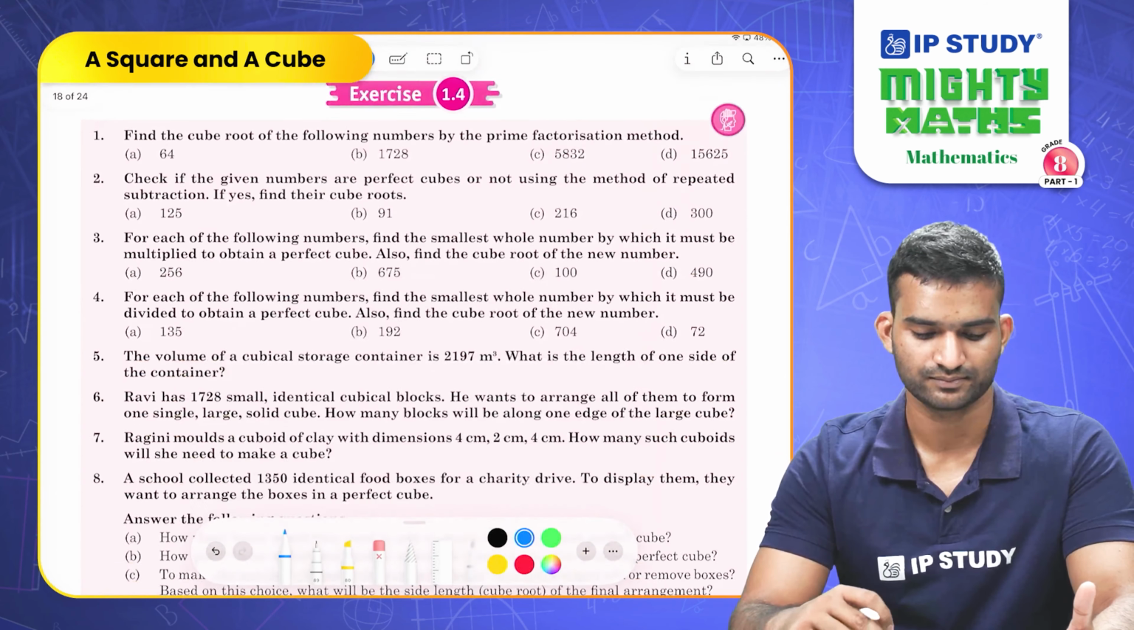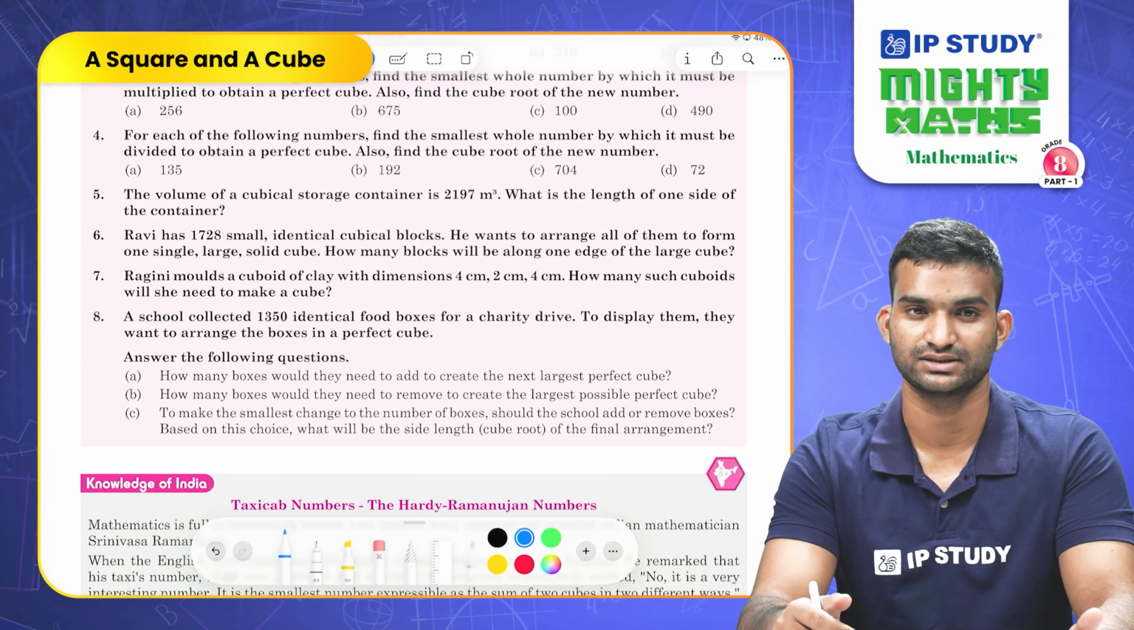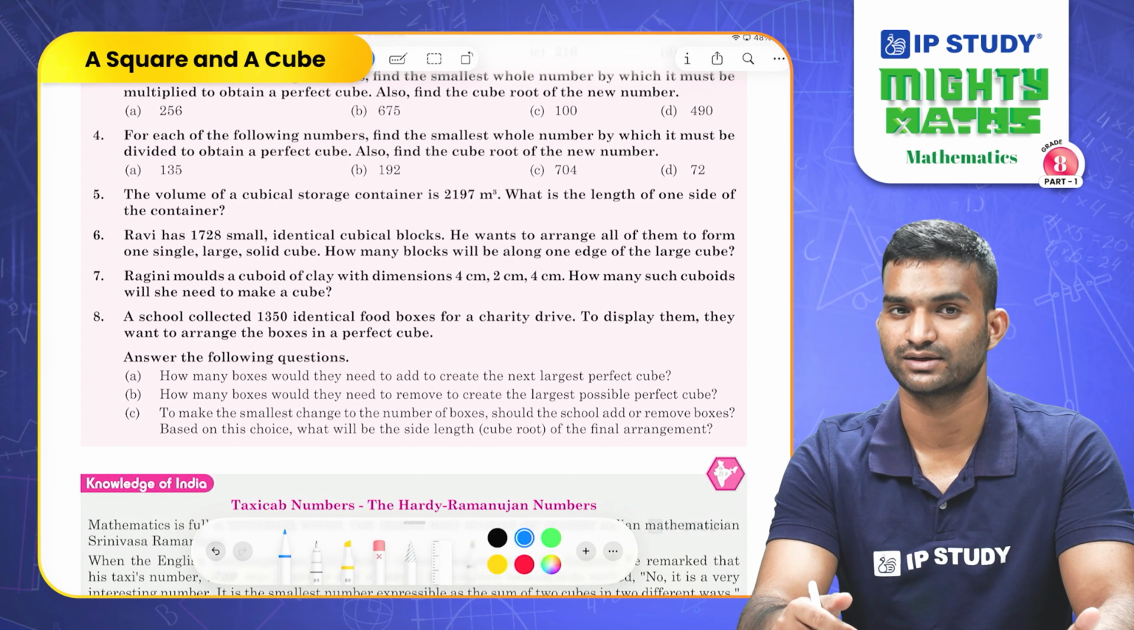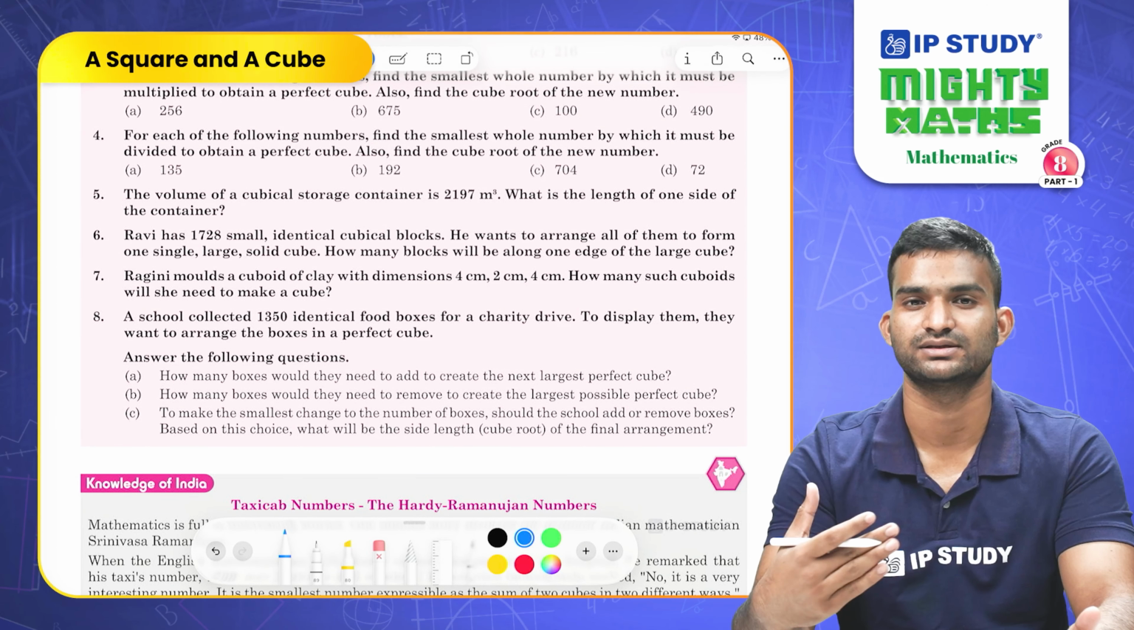So, students, this is all for today. In this chapter, we studied what are squares, what are square roots, what are cubes and what are cube roots, and what are different methods to get them.